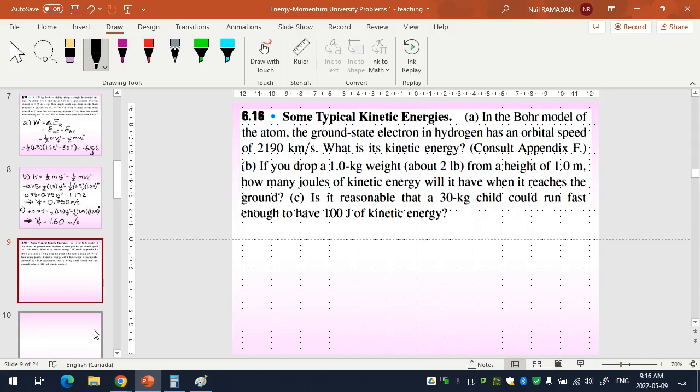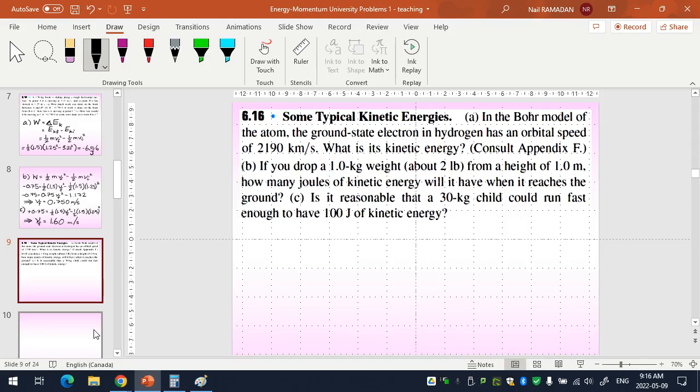How many people remember Bohr-Rutherford diagrams from grade 10? What do they look like? Circles. The first circle is what we call the what? Ground state. It's basically the energy level n equals 1. Okay, just so you know.